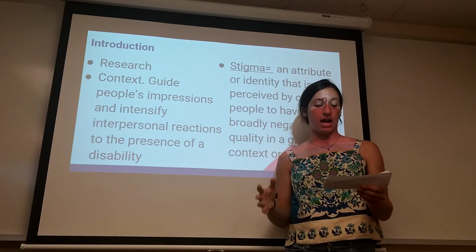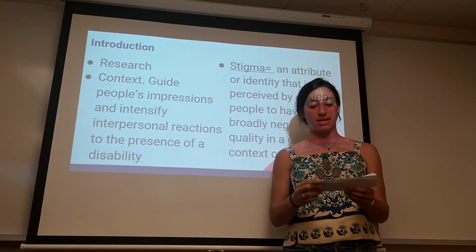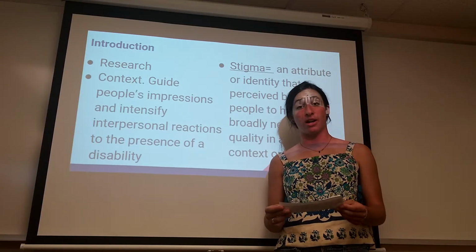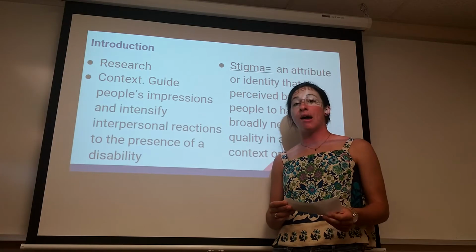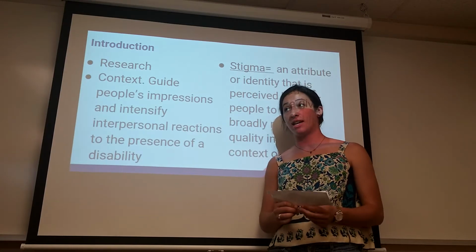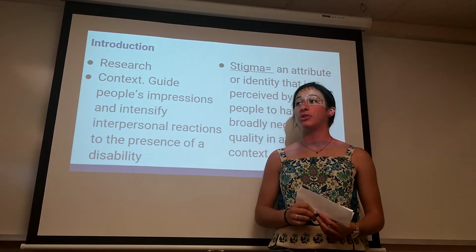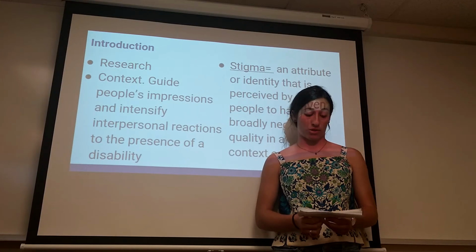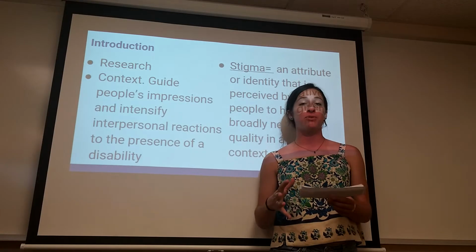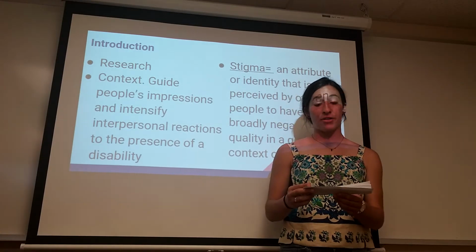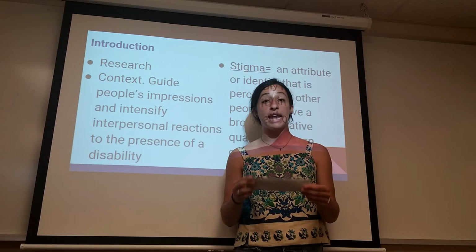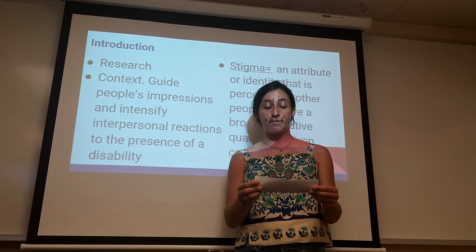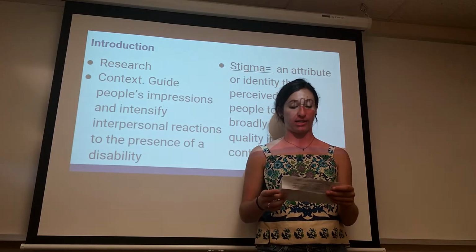This chapter continues to highlight research on disabilities as a stigmatizing quality that elicits stereotypes and expectations regarding people with disability. Dr. Dana Dunn defines stigma as an attribute or identity that is perceived by other people to have a broadly negative quality in a given context or culture. When people with disabilities are stigmatized by others, they serve as targets of primarily negative judgments, seen as deviant, worthy of devaluation and or distancing by virtue of a particular characteristic.